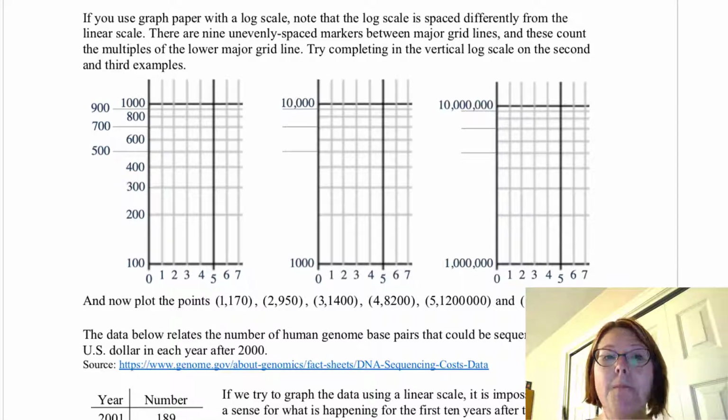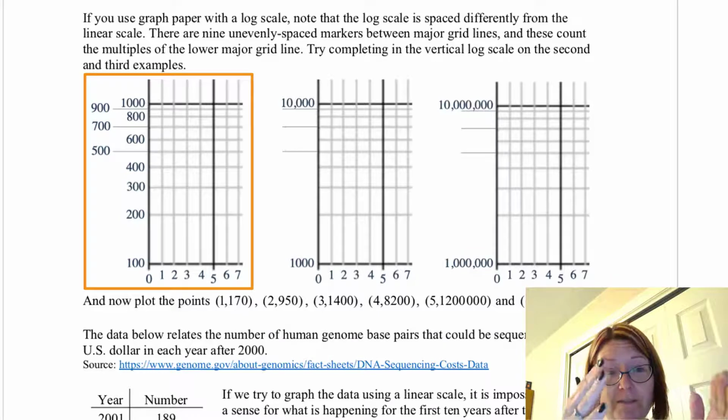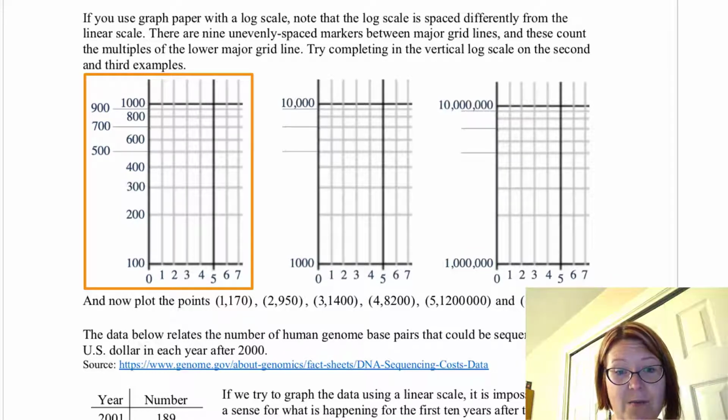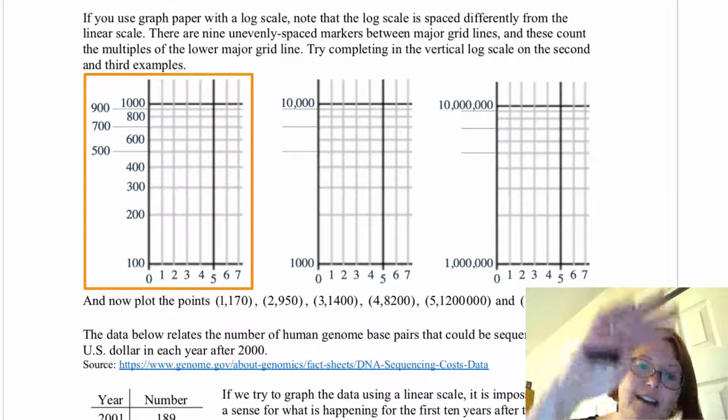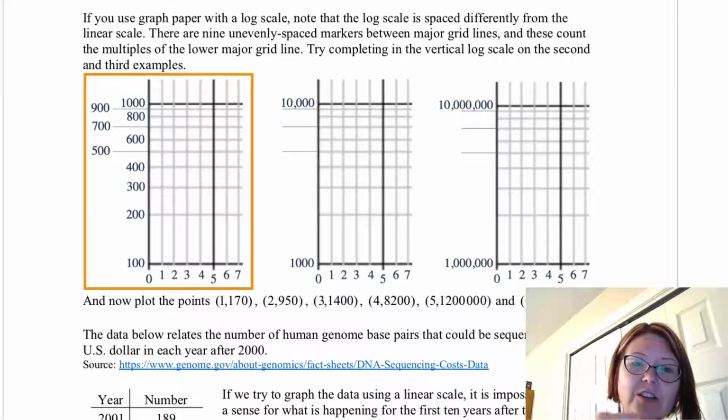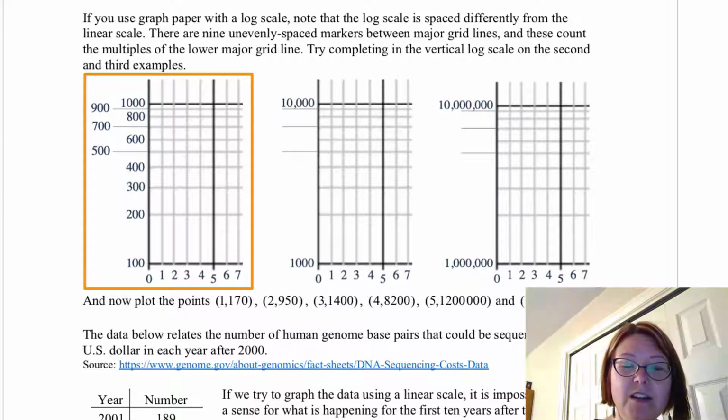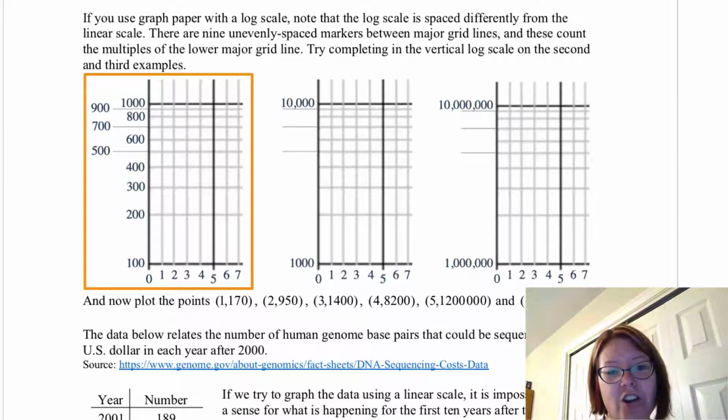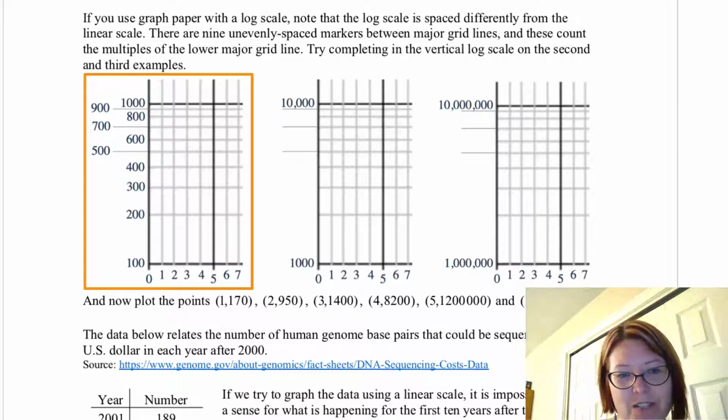When we look at log-scaled graphing paper, there are 9 unevenly spaced markers between major grid lines, and these count the multiples of the lower major grid line. For example, on the first set of grid lines that we have here, the x-axis is counting from 0 to 7 evenly spaced, counting up 0, 1, 2, 3, 4, 5, 6, 7. The y-axis counts 100, 200, 300, 400, 500, 600, 700, 800, 900, 1000. So it looks like we're adding 100 each time, but those are not evenly spaced values anymore.